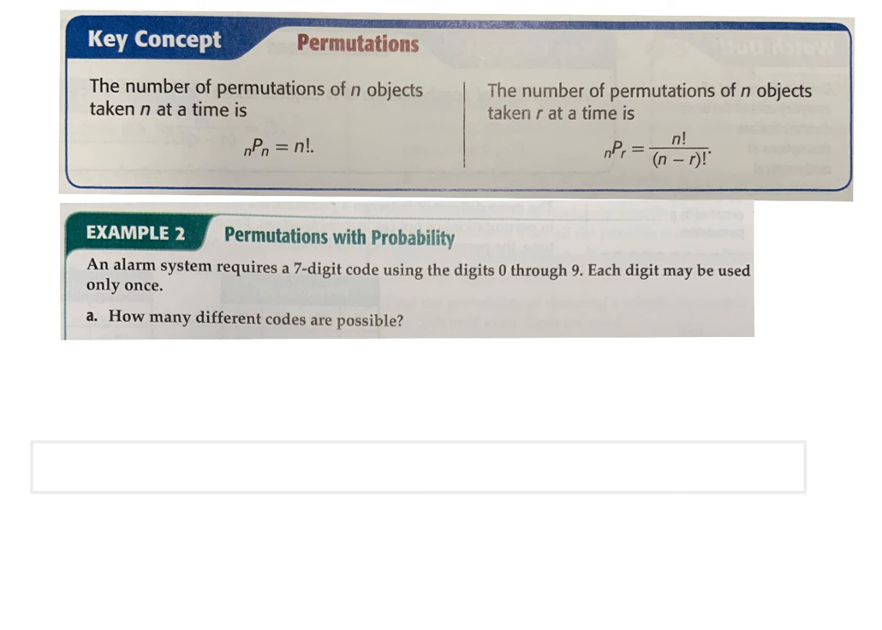An alarm system requires a 7-digit code using the digits 0 through 9. Each digit may be used only once, all right? Only once. So I have how many digits possible? Well, 0, 1, 2, 3, 4, 5, 6, 7, 8, 9. I have 10 digits possible. That is my total. So in this one, that's going to be the first number that I have here. I have 10 digits. And how many digits am I taking at a time? Well, that's how big my code is. That is 7. And so this is going to be 10 factorial over 10 minus 7 factorial.